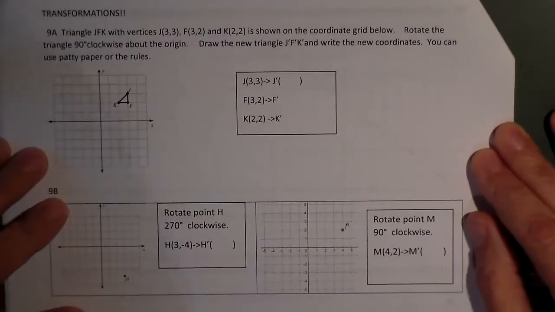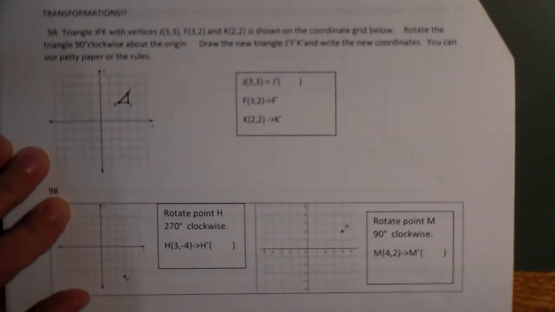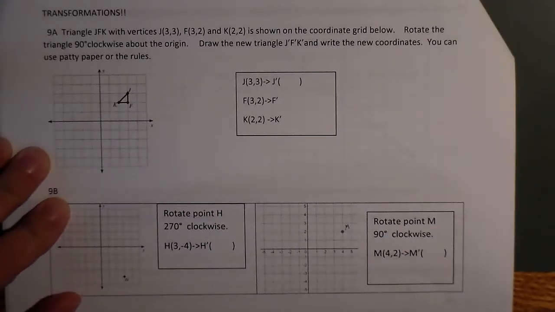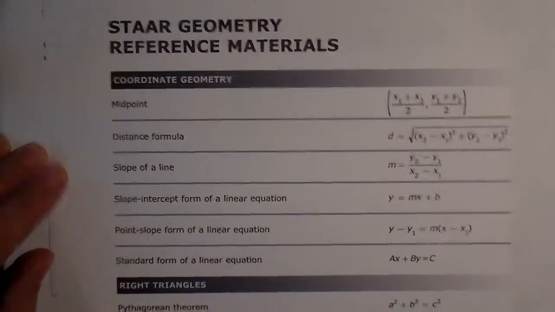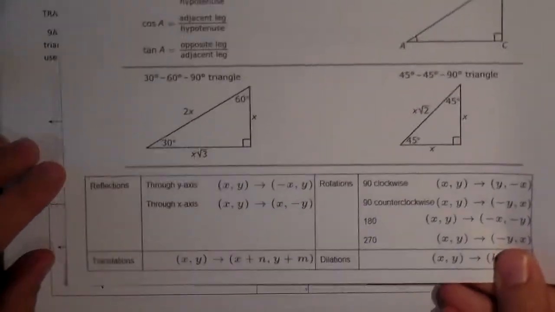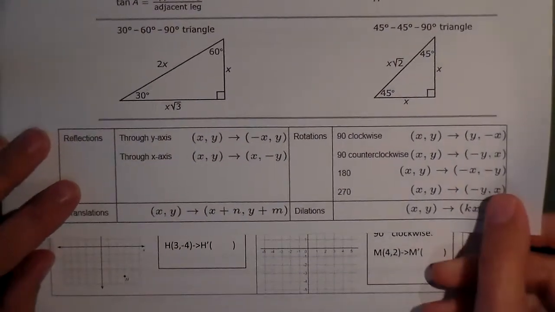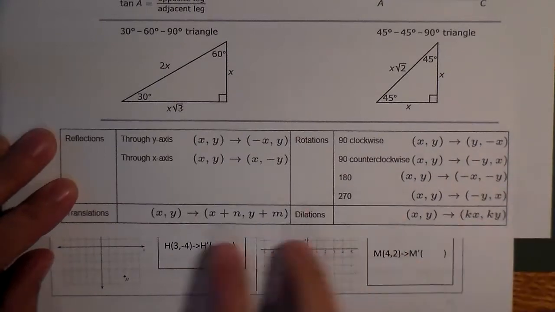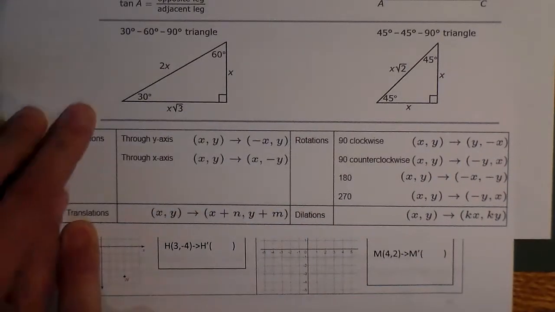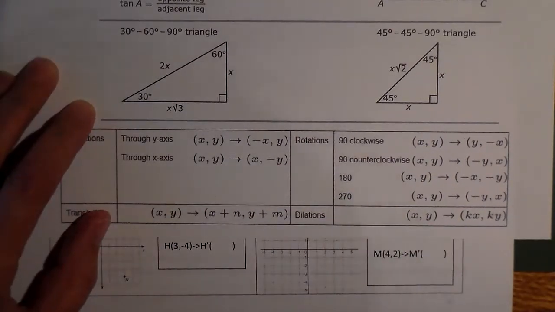Alright, so this is number 9A on the review. So we're going to talk about transformations. Now you're going to be provided with a formula chart on your test. And here's the formula chart you're going to get, the STAAR reference materials. And if you look at the bottom of this chart, you're going to see that there are formulas for reflections, translations, rotations, and dilations. Now, how do you read this chart?